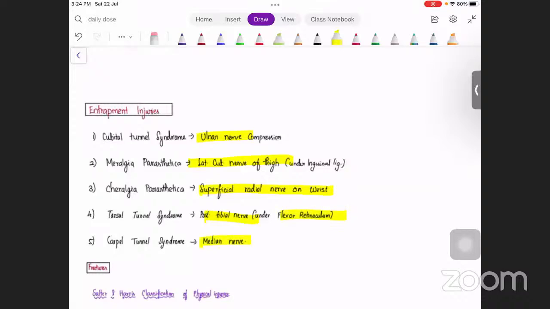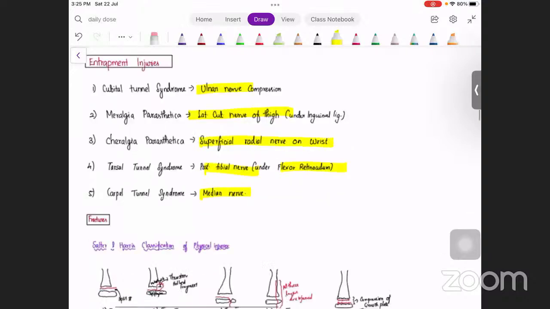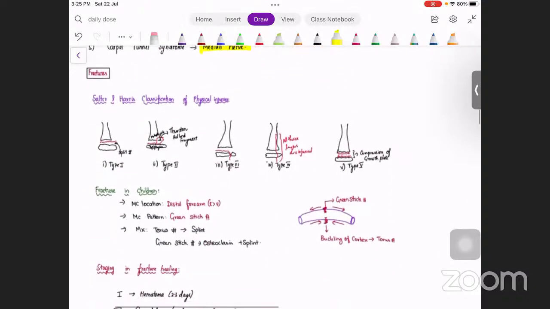So what are the nerve entrapment injuries? Cubital tunnel syndrome, what nerve will be injured? Ulnar nerve. Meralgia paresthetica, lateral cutaneous nerve of thigh. Cheiralgia paresthetica, superficial radial nerve at the wrist. Tarsal tunnel syndrome, posterior tibial nerve under the flexor retinaculum. Carpal tunnel syndrome, which is the median nerve. So far we have done that clearly. Now we are going to talk about the fractures.